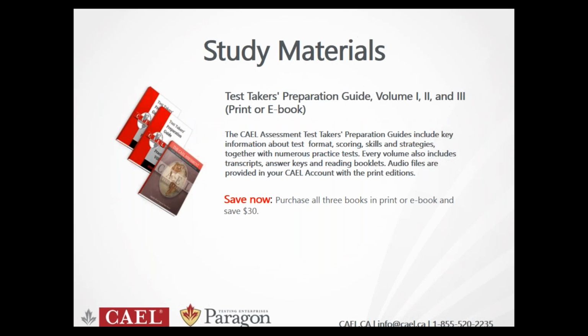So the first study material that I'm going to mention is our test takers preparation guide. So we do have 3 volumes, volume 1, 2, and 3. They are available as a paperback book or as an ebook version. So the paperback book we would mail out to you. The ebook version, you would have access to it immediately online after you make the purchase. The content is exactly the same in the paperback version or the ebook version. It really just depends if you prefer to study with a physical book in front of you or you prefer to study with a computer in front of you.